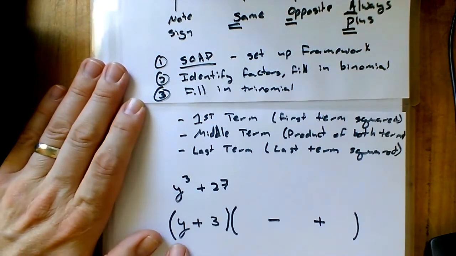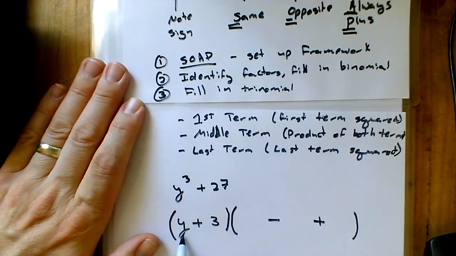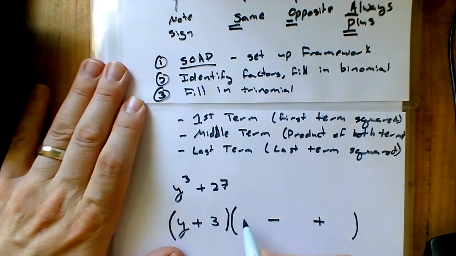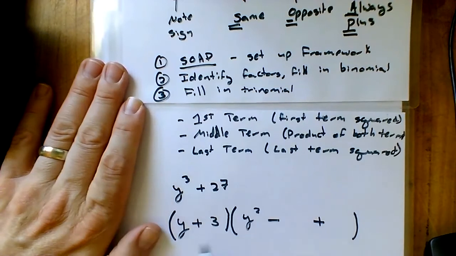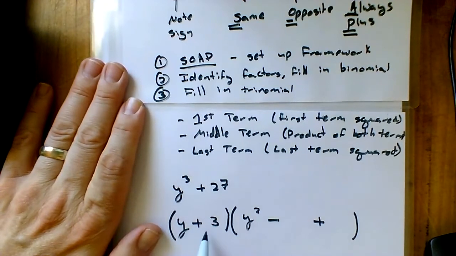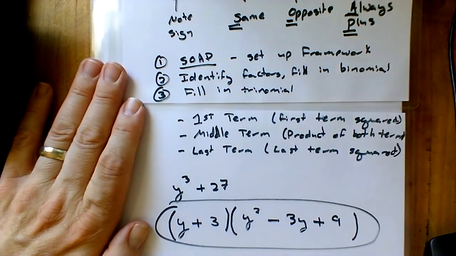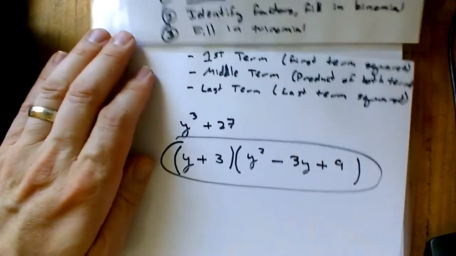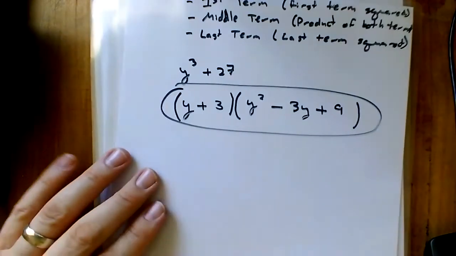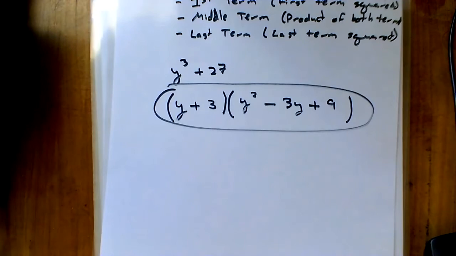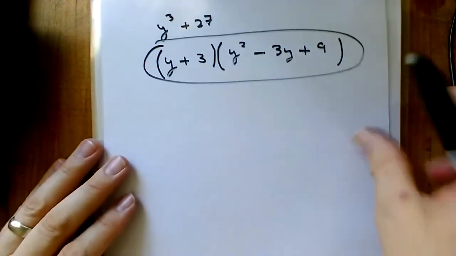Now, I'm going to take this first term and square that y, so I'll have y squared. Our middle term is going to be these two times each other, so y times 3 is 3y. And our last term is our last term squared. 3 squared is 9. We're done. These look really intimidating, and then you realize that all you need to do is apply that model.